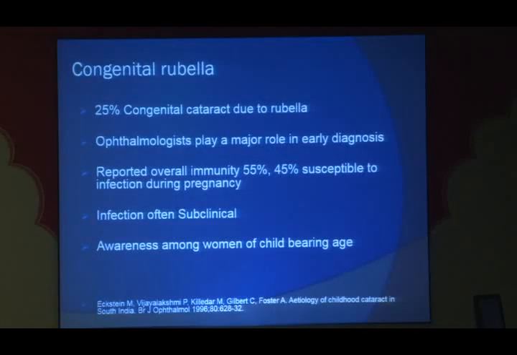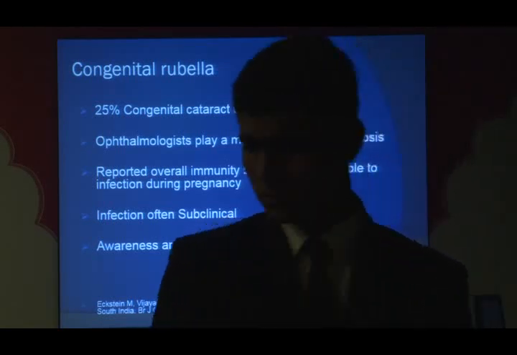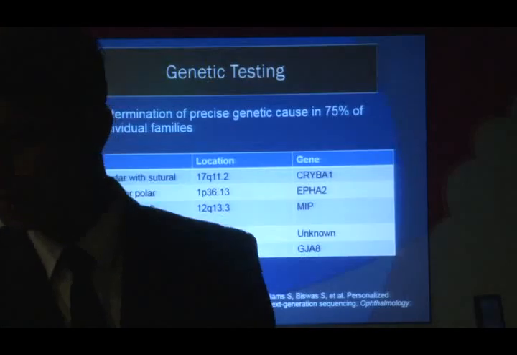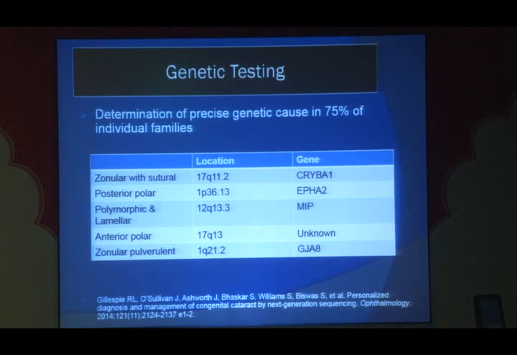A word on congenital rubella. About 25% of the cases of congenital cataract are due to rubella, and ophthalmologists are often the first point of contact for these patients. About 45% of females in the childbearing age group are susceptible to infection during pregnancy, and therefore awareness needs to be spread among these women regarding the availability of MMR and the possible prevention of this deadly disease.